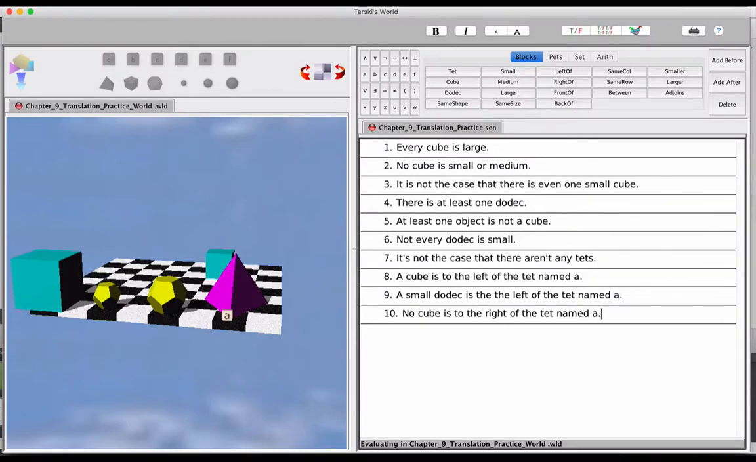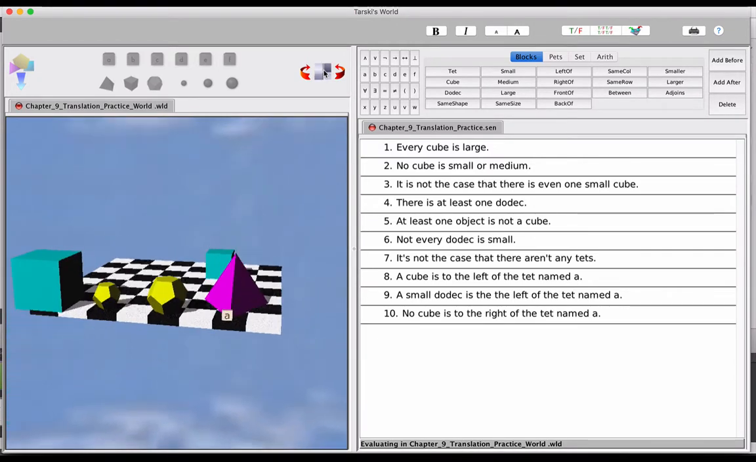We're going to do a little bit of practice with translations from ordinary language into symbolic logic notation for quantifier logic. More specifically, we'll do a bit of practice that involves material from Chapter 9 of Language, Proof, and Logic. So on the left side of the Tarski's World pane, you've got a world. You can see that we've got cubes, tets, and dodecs. The only object named is the tet.